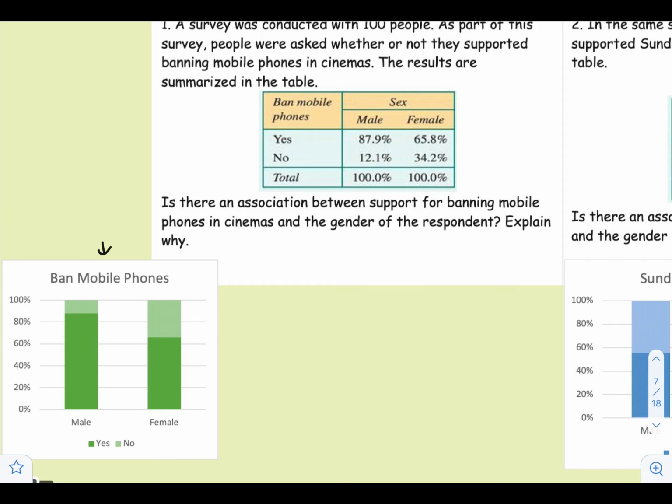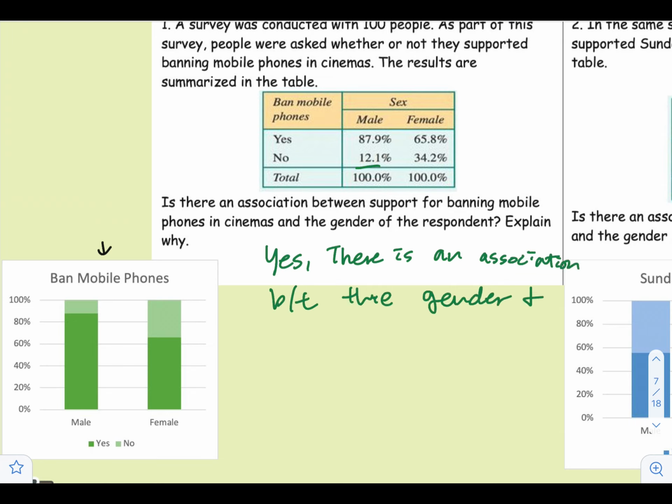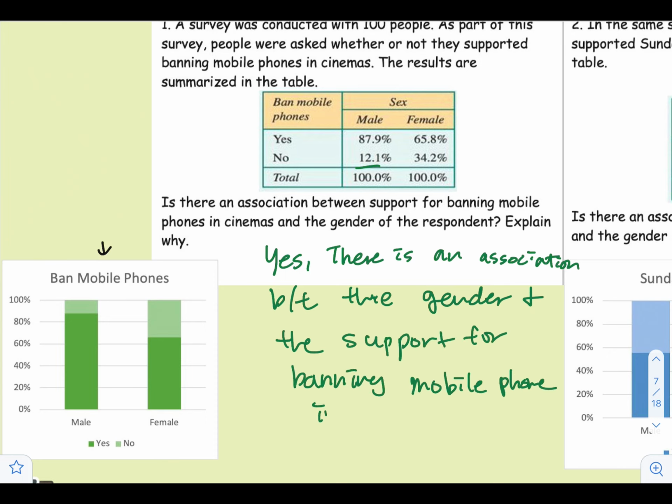Take a look at these relative frequencies here. More males said yes than females, and fewer males said no than females. So what's going on is that males tend to say yes to banning mobile phones. Fewer females said yes to banning mobile phones. We can say there is an association, some sort of relationship, and knowing gender helps us know their most likely response. Yes, there is an association between gender and support for banning mobile phones in cinemas.